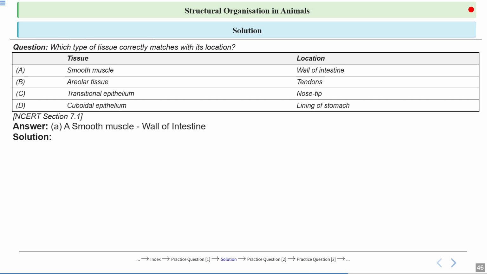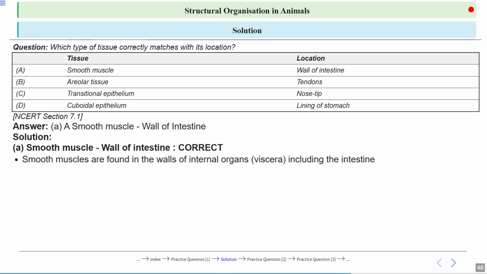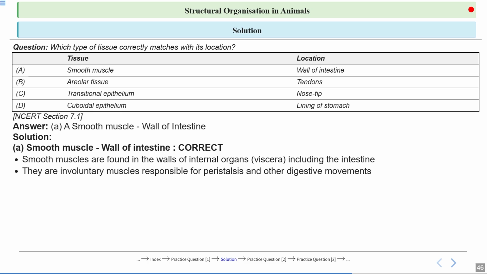Let us see the explanation. Smooth muscle, wall of intestine, it is correct. And the smooth muscles are found in the wall of internal organs, visceral organs. The visceral organ means the organs that are present in the body cavity. And this intestine is also present in the body cavity. They are involuntary muscles responsible for peristalsis and other digestive movements, right? This is a correct match.